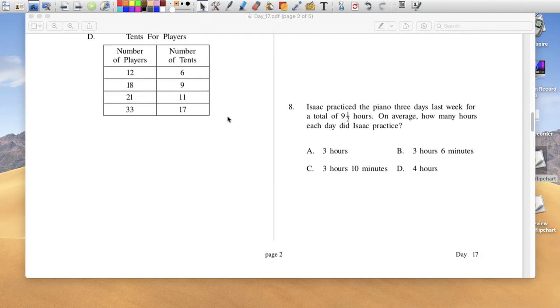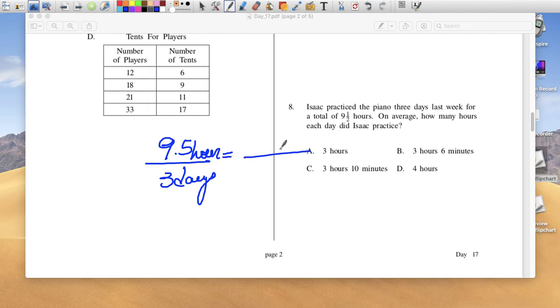Number 8, Isaac practiced the piano 3 days a week for a total of 9.5 hours. On average, how many hours each day did he practice? So I'm going to write 9.5 hours in 3 days. That's our relationship right now, and they're asking us in 1 day, how much did he practice? Well, divide by 3.